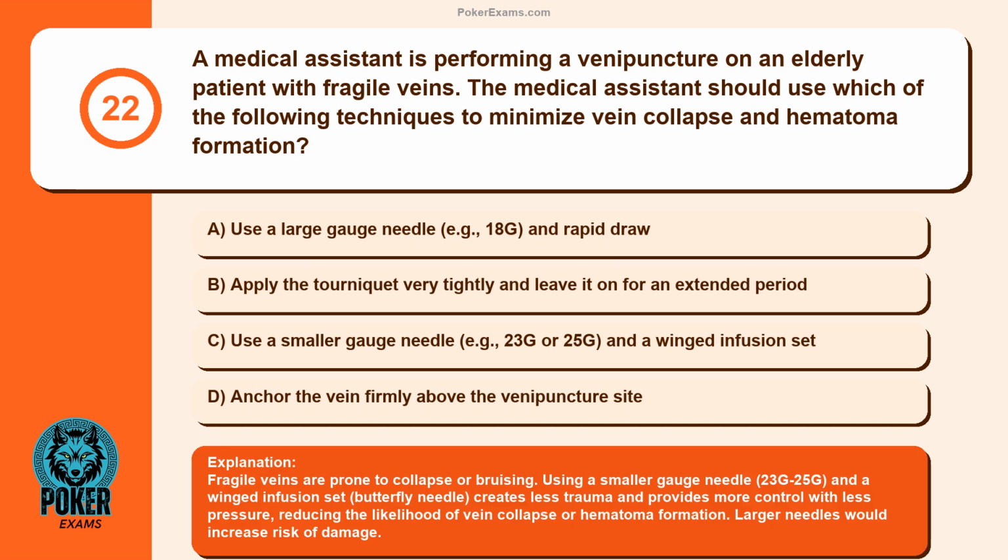Fragile veins are prone to collapse or bruising. Using a smaller gauge needle, 23G to 25G, and a winged infusion set, butterfly needle, creates less trauma and provides more control with less pressure, reducing the likelihood of vein collapse or hematoma formation. Larger needles would increase risk of damage.